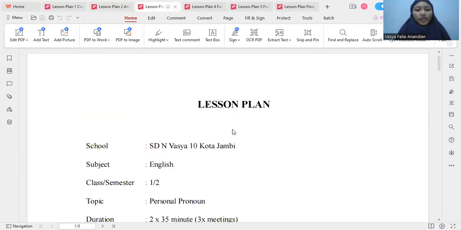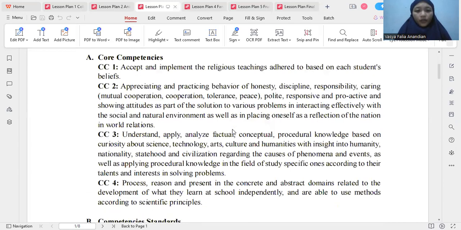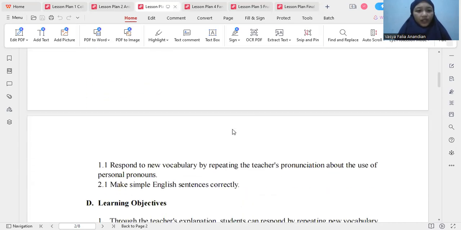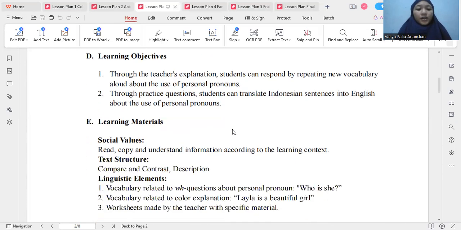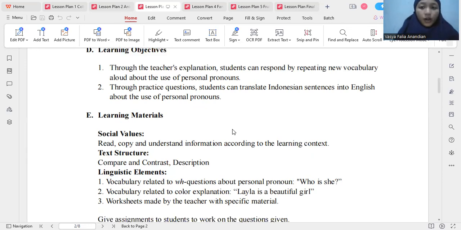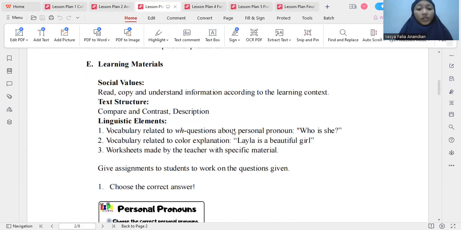So the lesson plan 3 is about personal pronouns. So we move to the basic learning objective. Through teacher explanation, respond by repeating new vocabulary of the use of personal pronouns. Students can translate Indonesian into English sentences about personal pronouns. So the text structure are compare and contrast, description, for linguistic elements, WH question, vocabulary related to the color, explanation, worksheet by the teacher with the specific material.